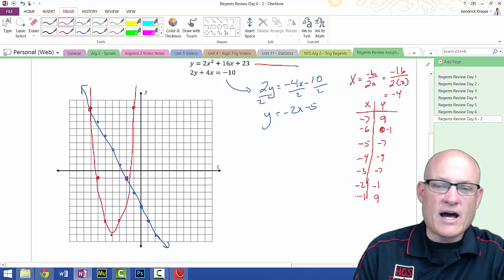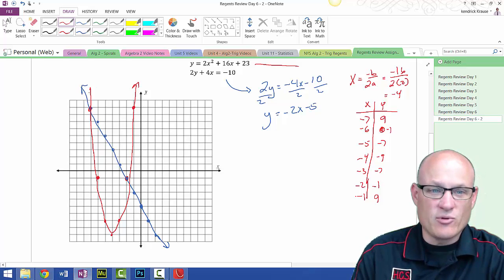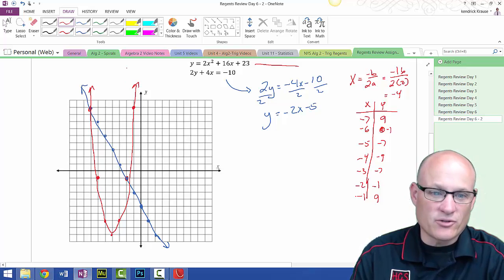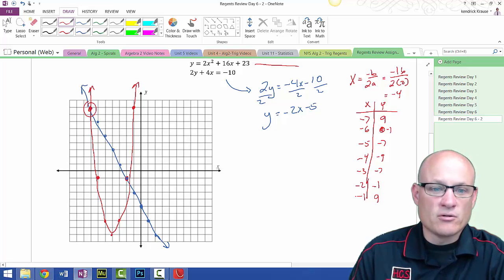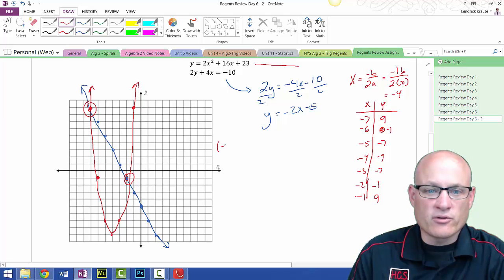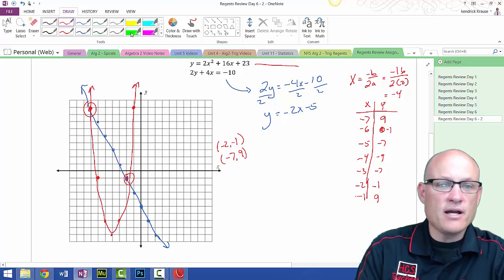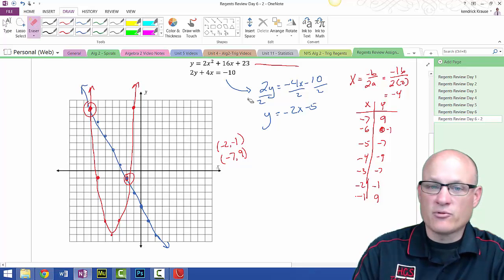By the way, this would not fly on the Regents exam. You have to hit the points and you have to make it look like a sharp curve. It's hard to do with this thing. So here are my 2 points of intersection: negative 2, negative 1, and negative 7, 9. All right, we did it algebraic. We did it graphically.